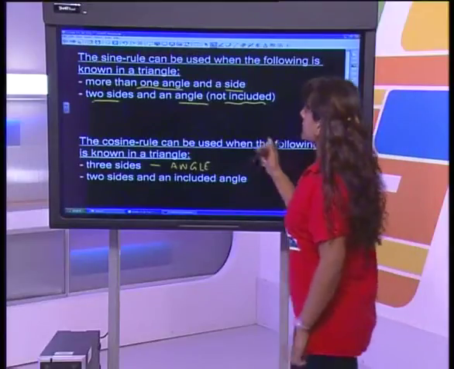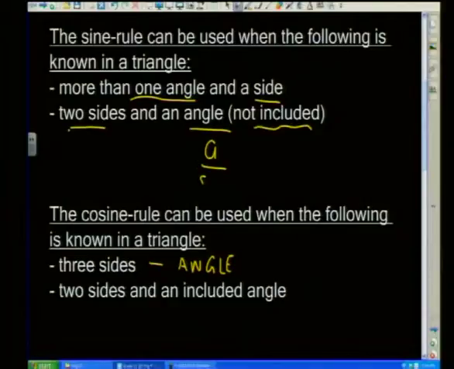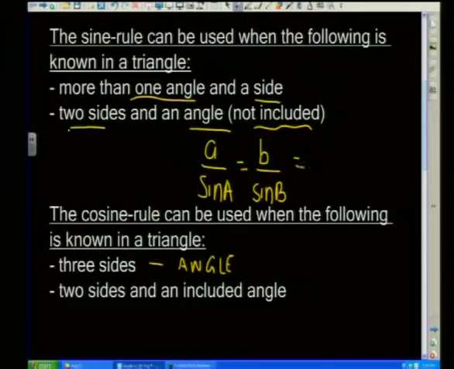All right, so a reminder, the sine rule, it's a over sine of angle A is equal to b. Remember, these little b's and little a's are actually the names of the sides of the triangle. And I'll quickly draw a triangle to just remind you about that.